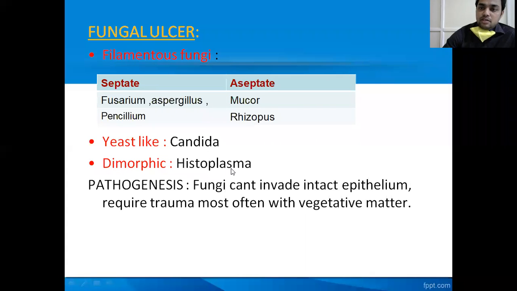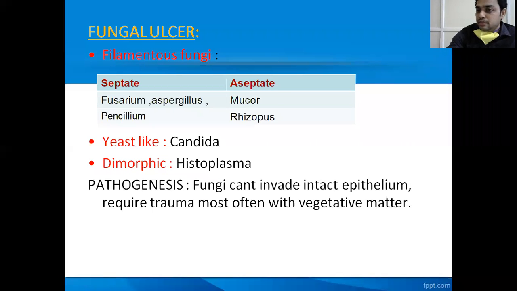dimorphic fungus like Histoplasma. So coming to pathogens of fungal corneal ulcer, unlike some bacteria, fungi can't invade the intact epithelium. So definitely there should be some trauma. If there is a fungal ulcer, there should be some trauma to the cornea with vegetative matter. What is vegetative matter? It is a tree branch or tree leaves or an animal tail. So definitely there should be trauma in case of fungal corneal ulcer.